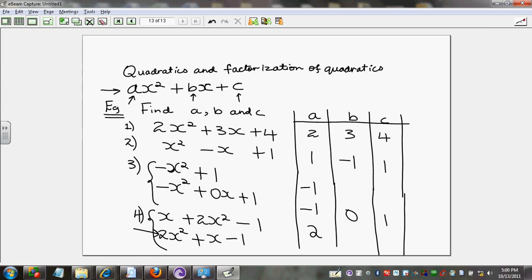And what will be b now? 1, because b is the number in front of x, and in our expression the number in front of x is understood to be 1. And what would be c? Minus 1. I hope that was useful. This is how it comes at times, so you have to be able to rearrange it accordingly. And we'll close off with that quadratic at this time until the next class.